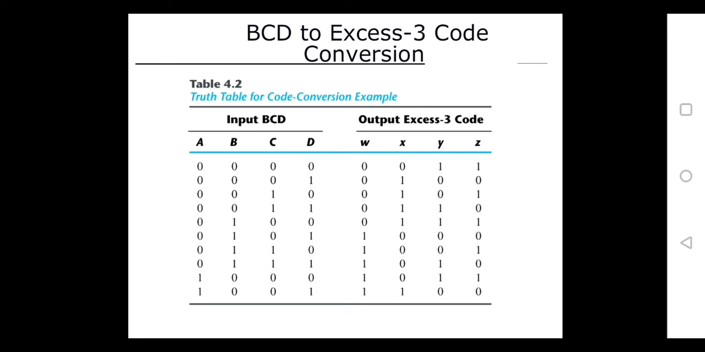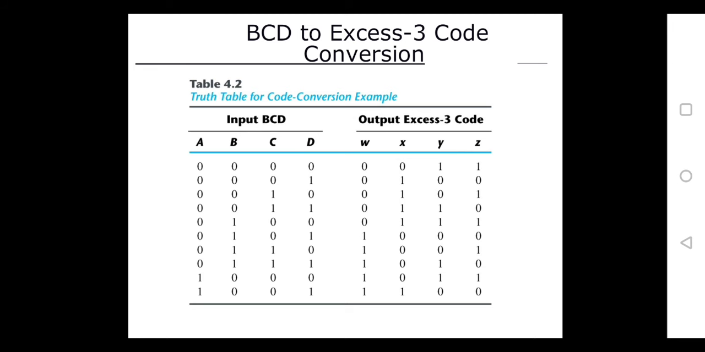So if we observe the first output column, that is W, under W we have ones at the corresponding inputs 0101, which is equivalent to 5, 0110, which is equivalent to 6, and so on. So I can represent W equal to sigma m of 5, 6, 7, 8 and 9.